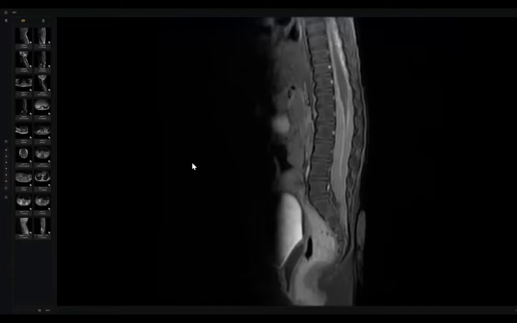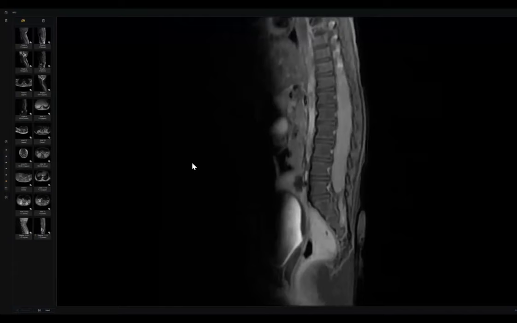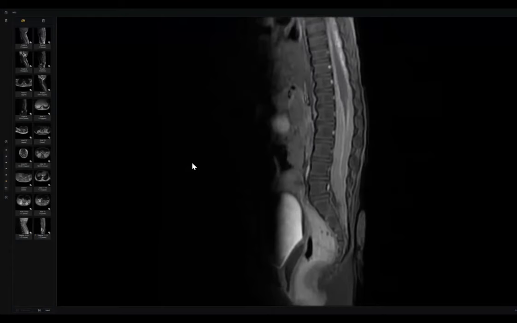In the region of the lumbosacral spine, these are also T1 weighted post contrast images in which I can see again diffuse enhancement. I'm checking the level of the conus medullaris. Don't worry about it. What do you think?